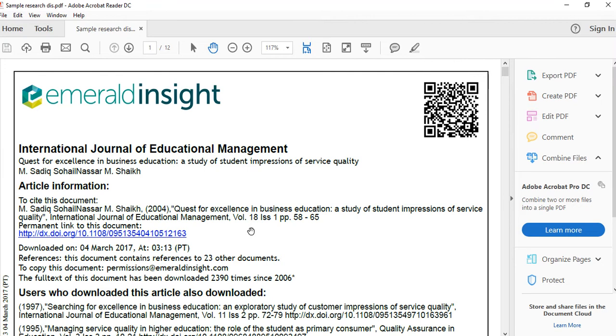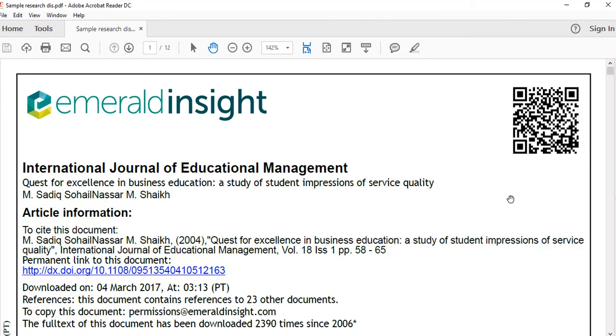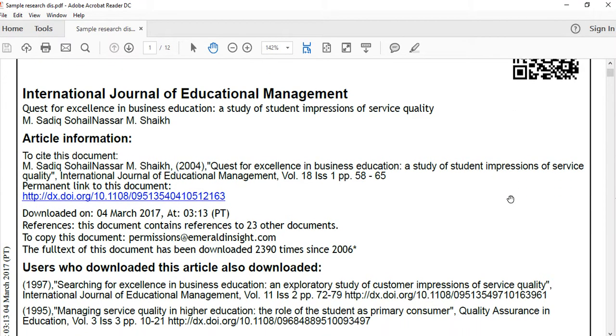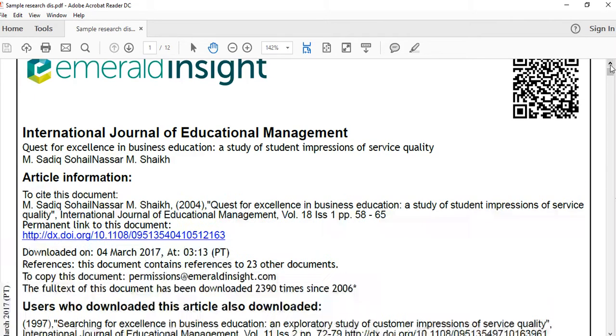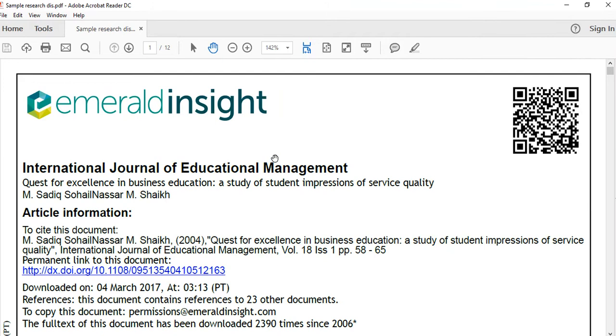Now you can see here that this is an example of an article. Now you know that there are 4 stages of literature review: previewing, annotation, summarizing, and comparing, contrasting. So first of all, you will preview the article. So suppose you went to Emerald. Now you can see here I have downloaded this article from Emerald Insight.